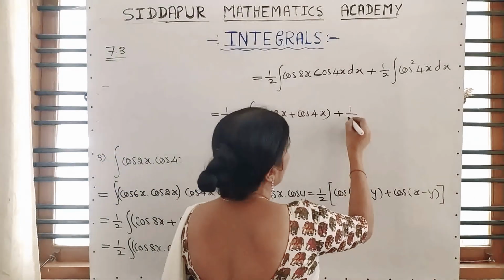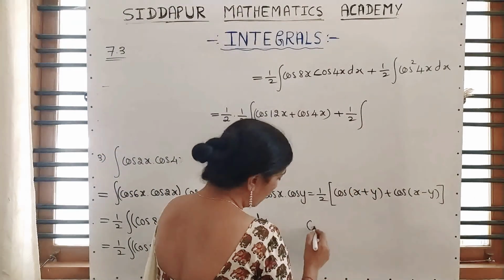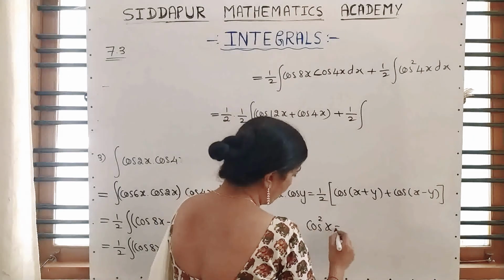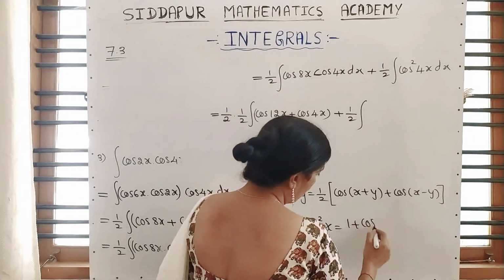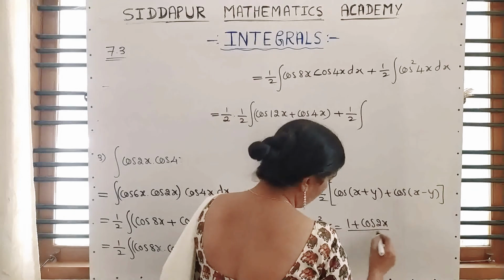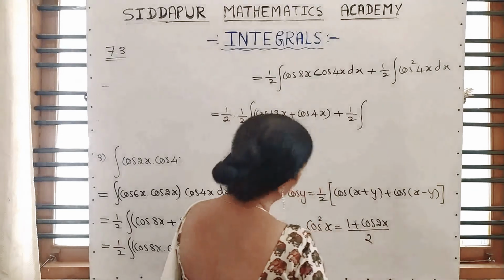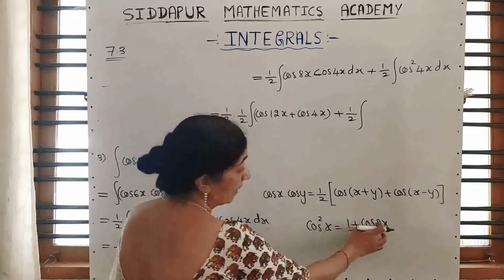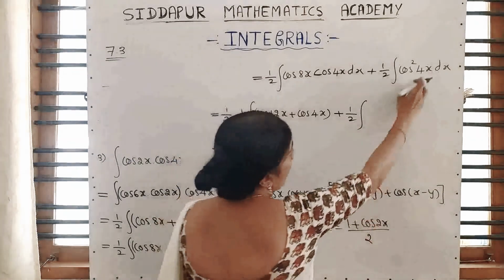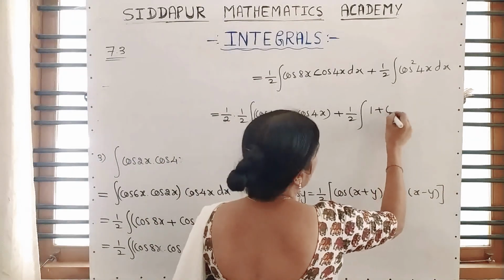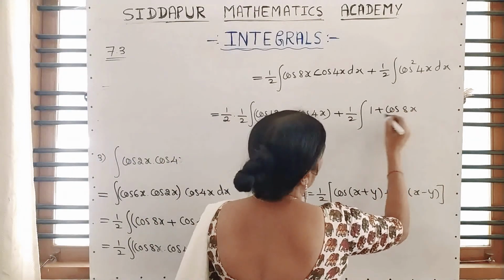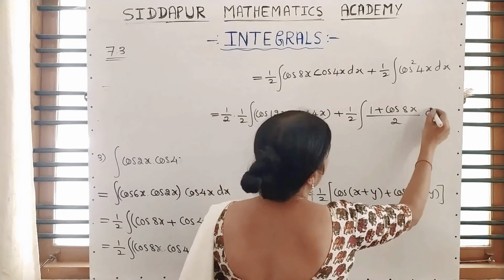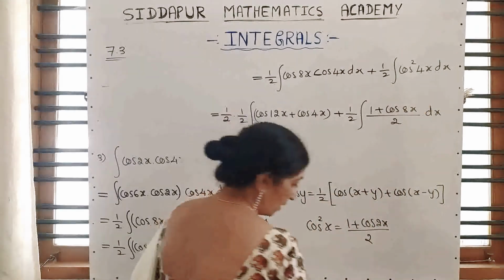Plus 1 by 2. Have you remembered this formula? Cos square x is (1 plus cos 2x) divided by 2. That is, whatever is the angle becomes double here. If it is x, it becomes 2x. If it is 4x, (1 plus cos 8x) divided by 2 into dx.